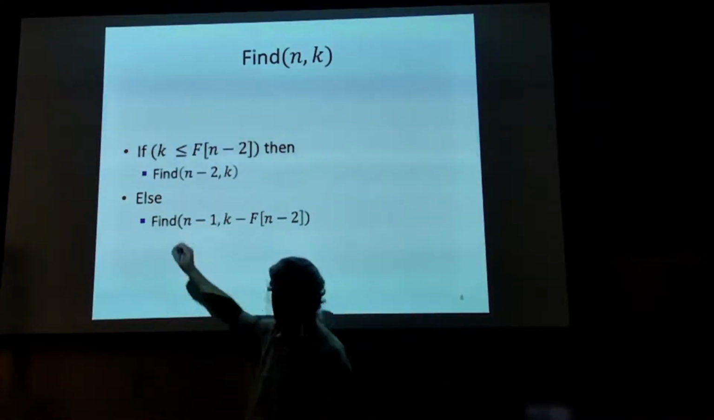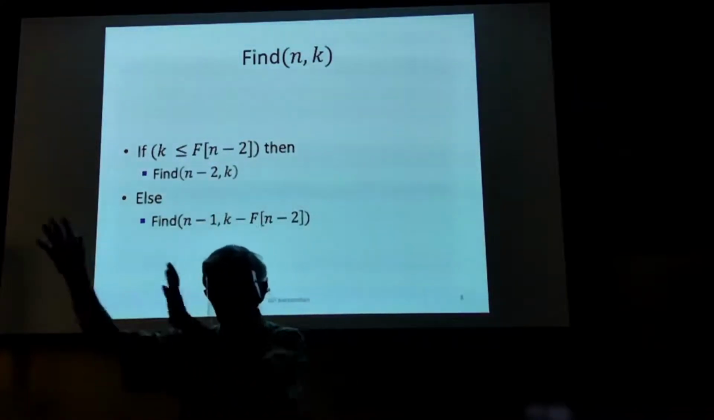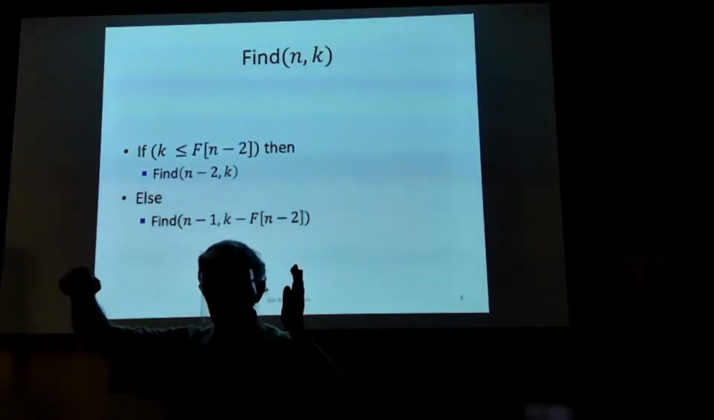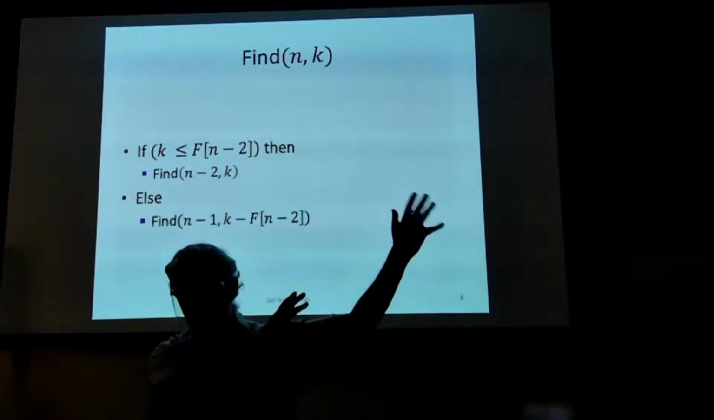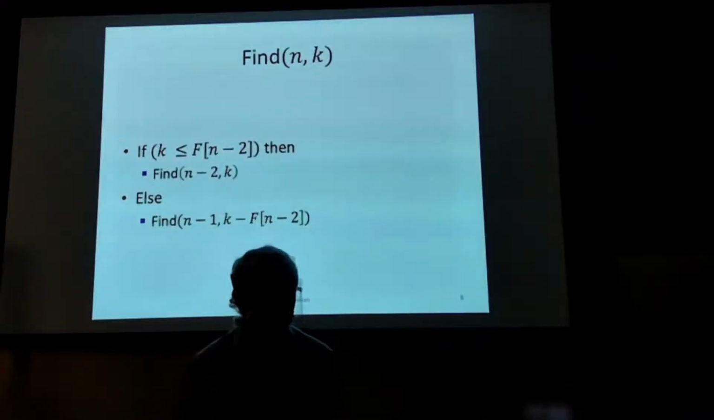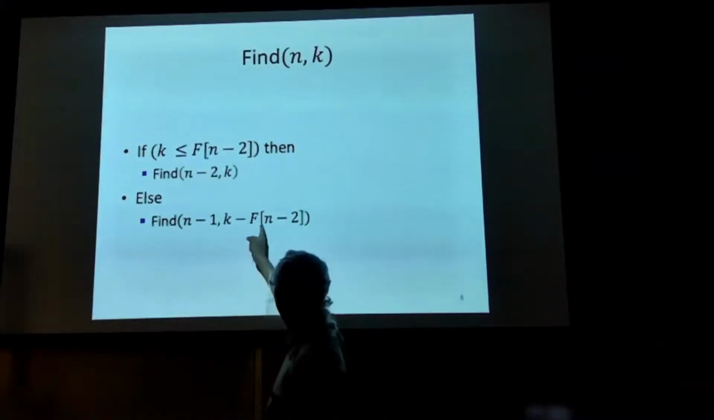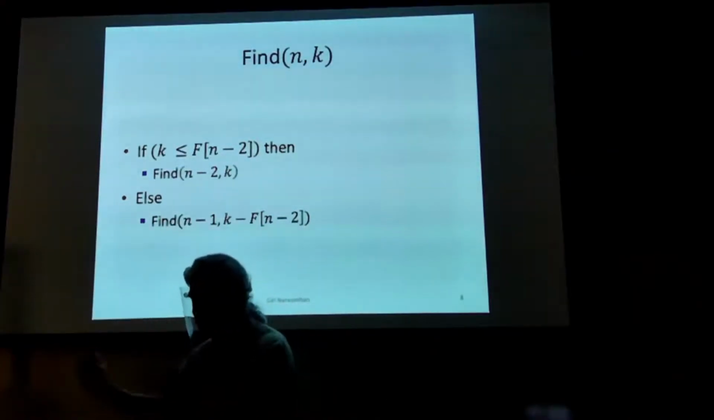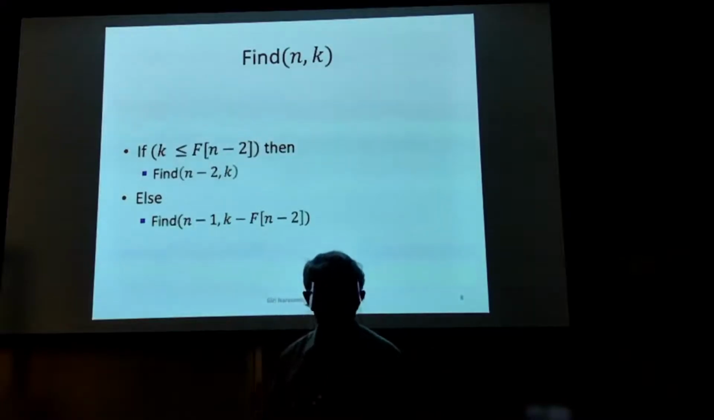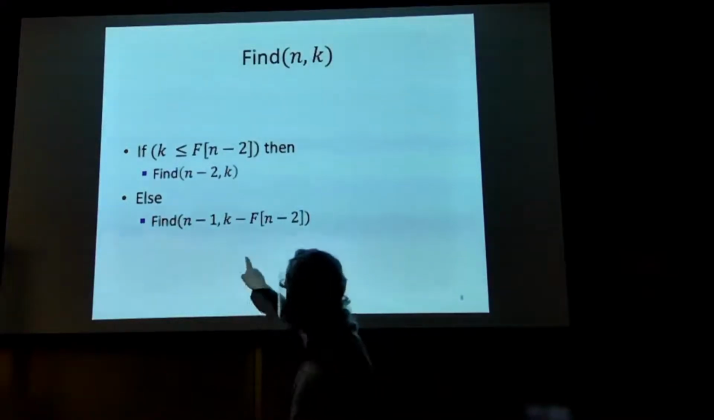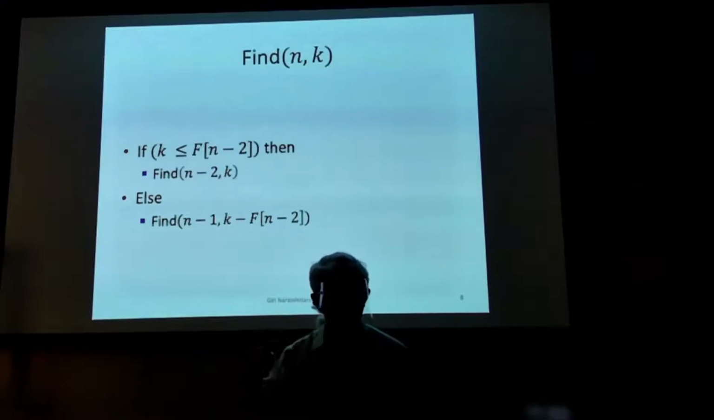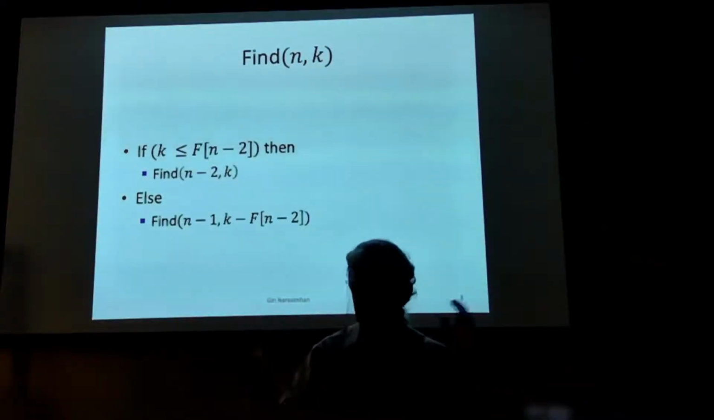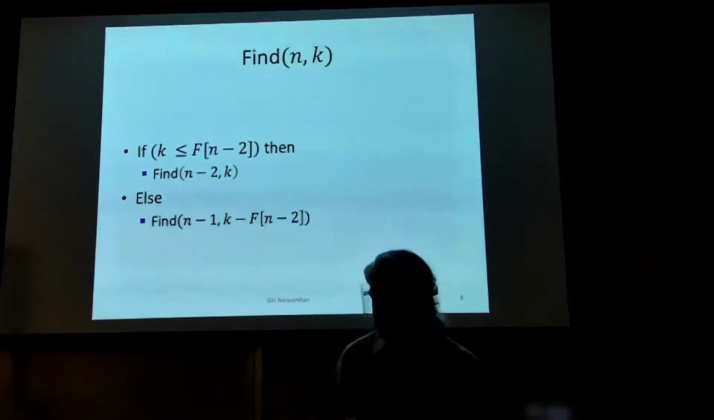Otherwise, I'm going to find some character in the right half, but since I'm looking for the kth position, and the first half is all n minus 2 Fibonacci string, I have to take off that length, because now I'm searching in the right half, which is only the n minus 1th Fibonacci sequence. So I'm only going to look for k minus the length of the n minus 2th Fibonacci sequence, which is over on the left. Is that clear?